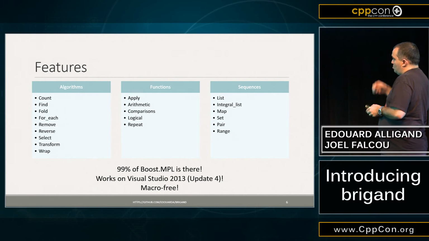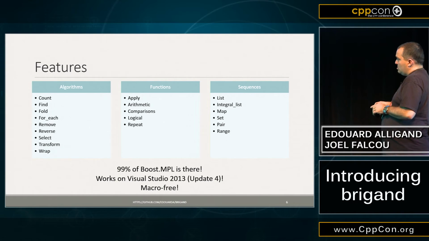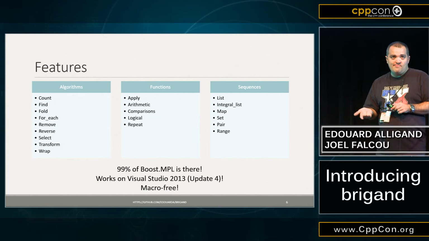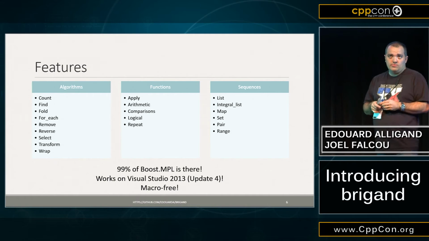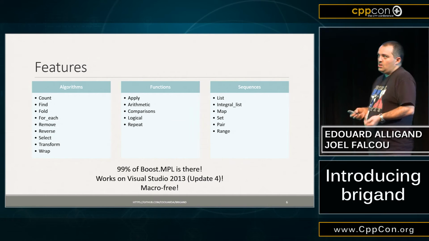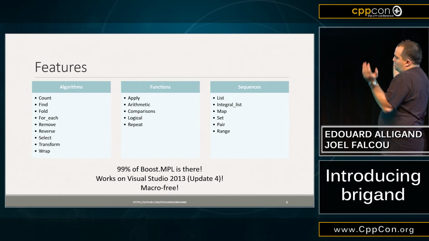And we also get rid of all the iterator-based API because that was a bit cumbersome. So everything works like it's a range, actually. And everything else is classical.